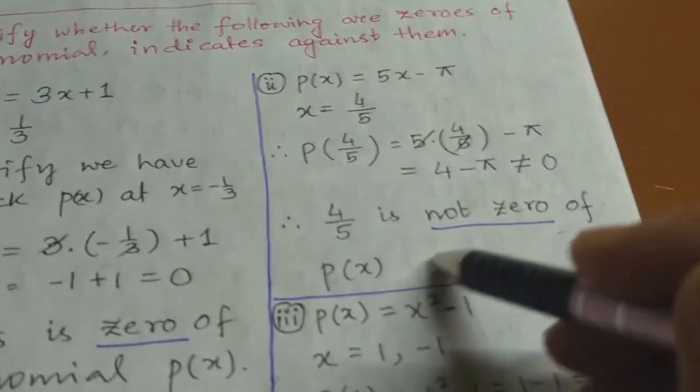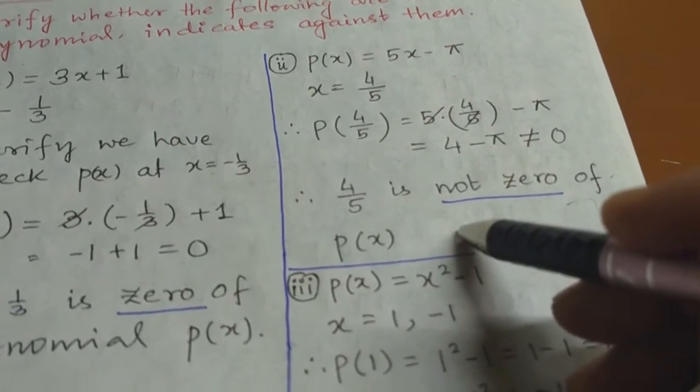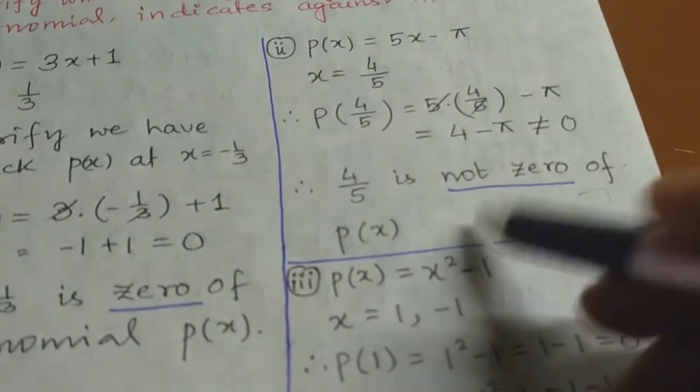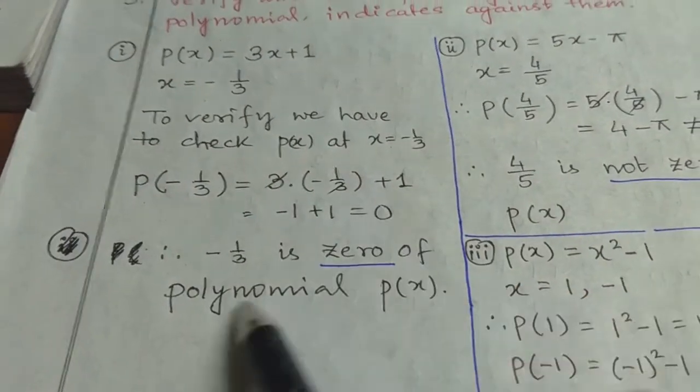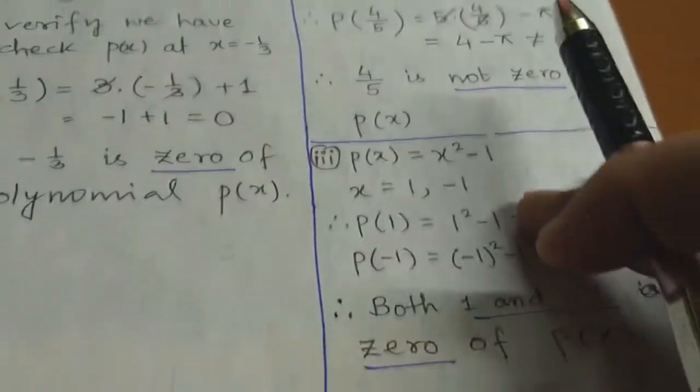We have to write this line in the exam, okay? Whether it is 0 or not, otherwise it is not complete. Because the question asks whether it is 0 or not. So you have to answer like this. After this or after this, you have to write this line: this is a zero of the polynomial or this is not a zero of the polynomial, okay?